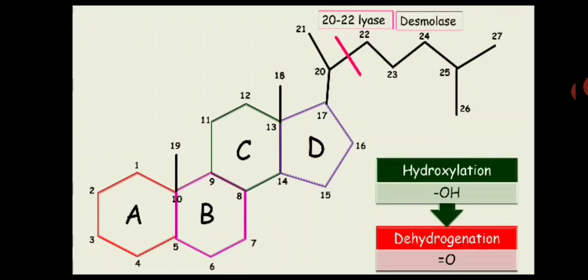Let me give you an example. If you are going to hydroxylate at the 11th carbon, the enzyme is known as 11-hydroxylase. And what does this enzyme do? By this enzyme, one OH group will attach to this 11th carbon. If you are going to hydroxylate at the 17th carbon, then the enzyme name is 17-hydroxylase, and eventually an OH group will be attached over this 17th region.